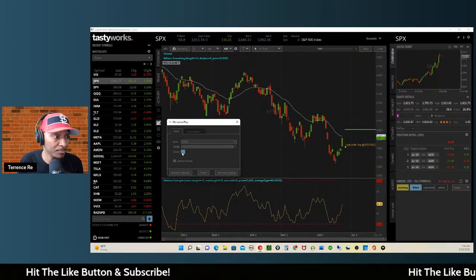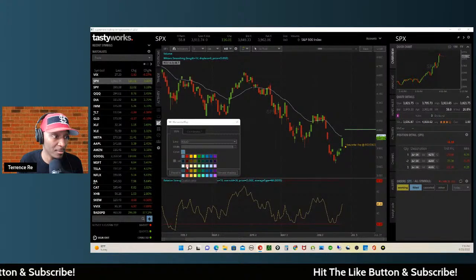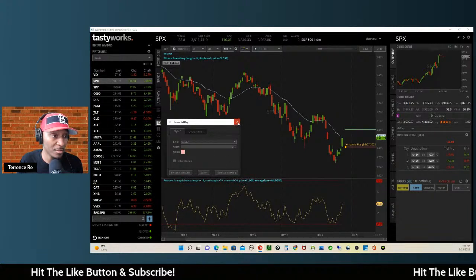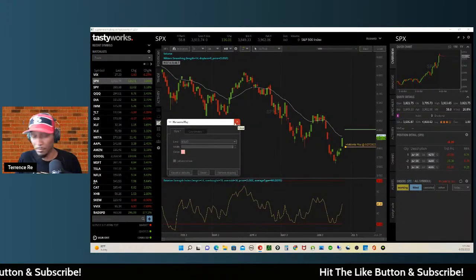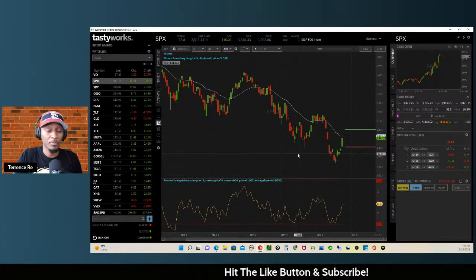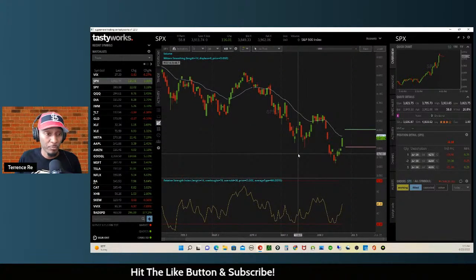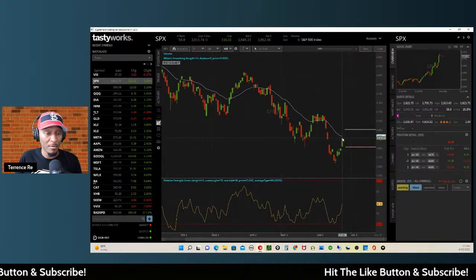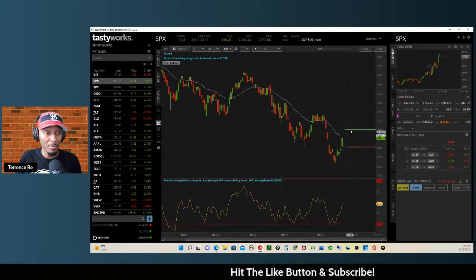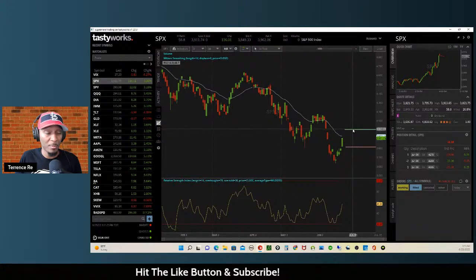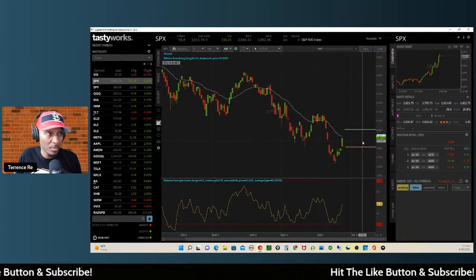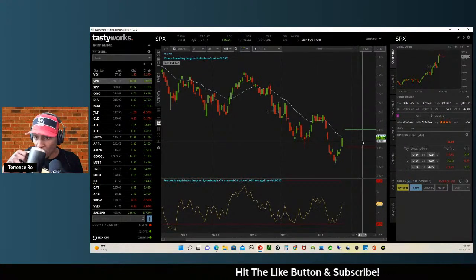Come to style. You can do whatever color you want. I just like red for the bottom, for to the downside. And there we go. And I make it two so I can see it. And then there we go. And so you can see this is where the SPX closed on Friday. And this is where we got it projected going. So this is the range. That's about a $95.75 range.